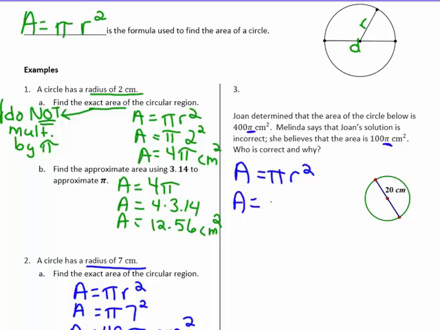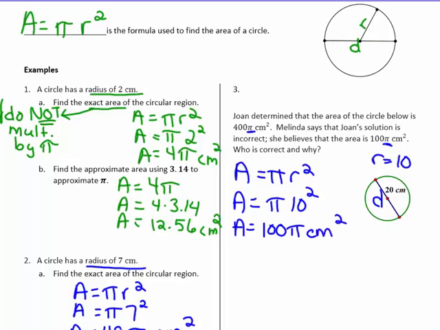In my problem, I need the radius. This is the diameter because it goes all the way across. So the radius is half of that. So the radius I need is 10. So we're going to put in 10 squared. So 10 squared we know is 100. We're going to keep pi. So let's see who was right.